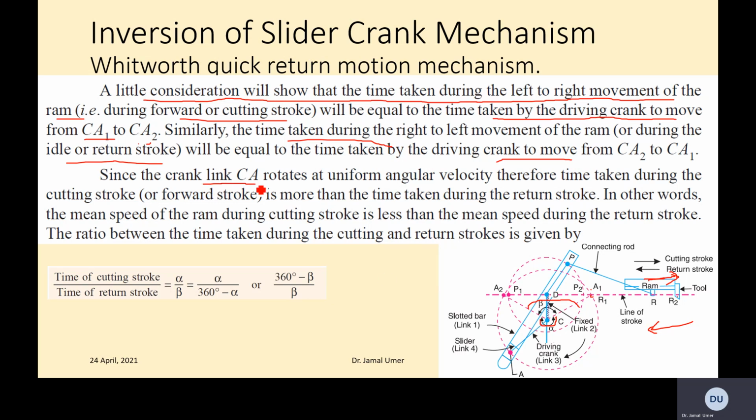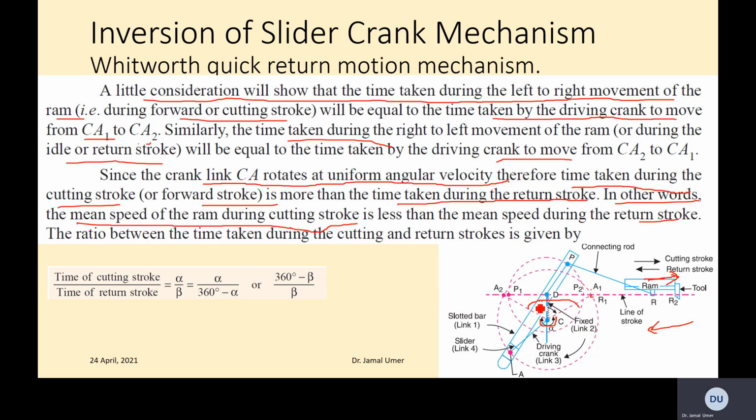Since the crank link CA rotates at uniform angular velocity, the time taken during the cutting stroke or forward stroke is more than the time taken during the return stroke. So again, this is a quick return mechanism. In other words, the mean speed of the ram during the cutting stroke is less than the mean speed during the return stroke.